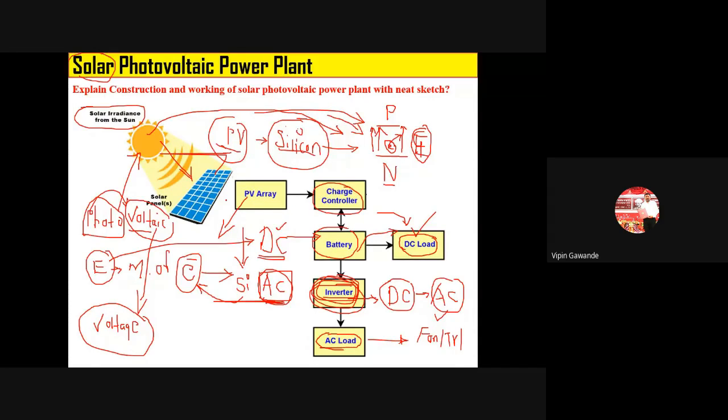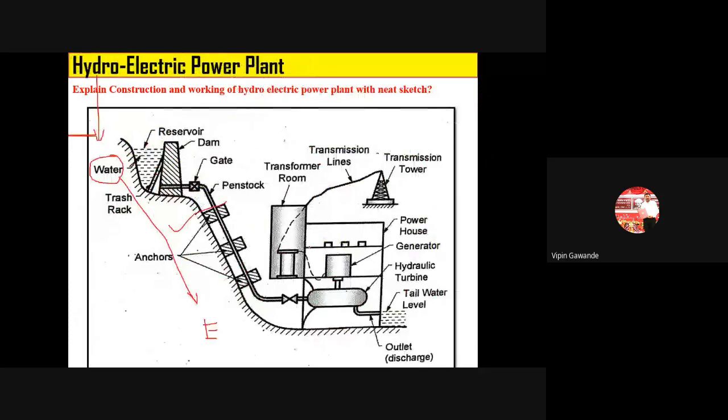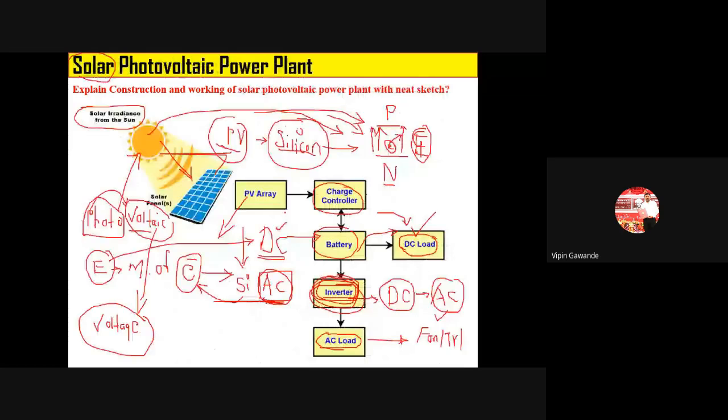One is what? Hydroelectric power plant. Here we have the generator and a turbine, but this is a hydraulic turbine. And now this is a different type of power plant. So these types of power plants are there. So this is your solar photovoltaic power plant.